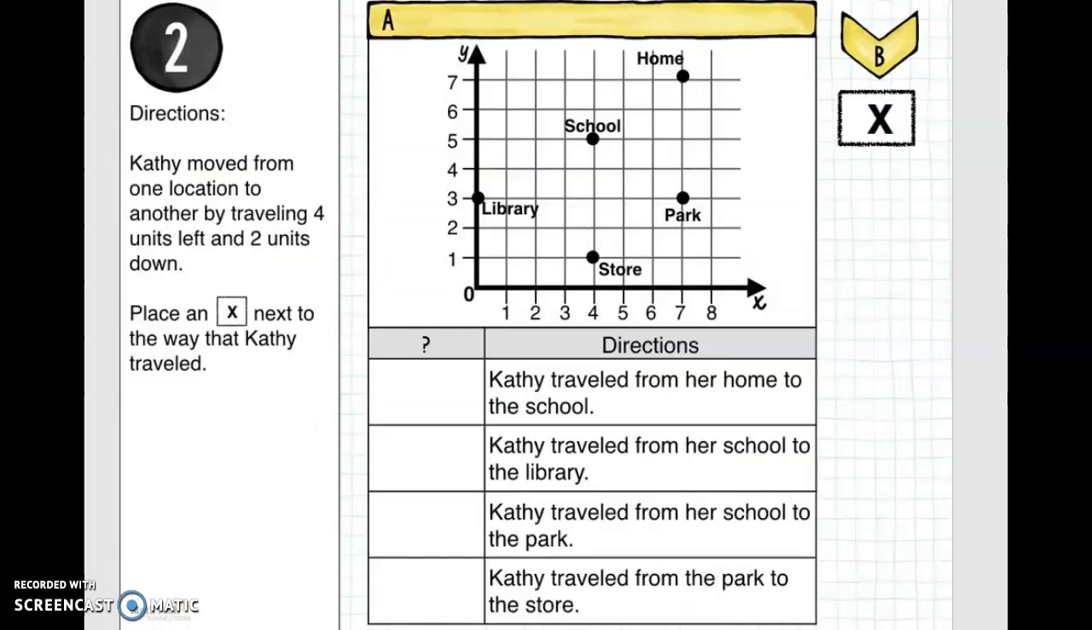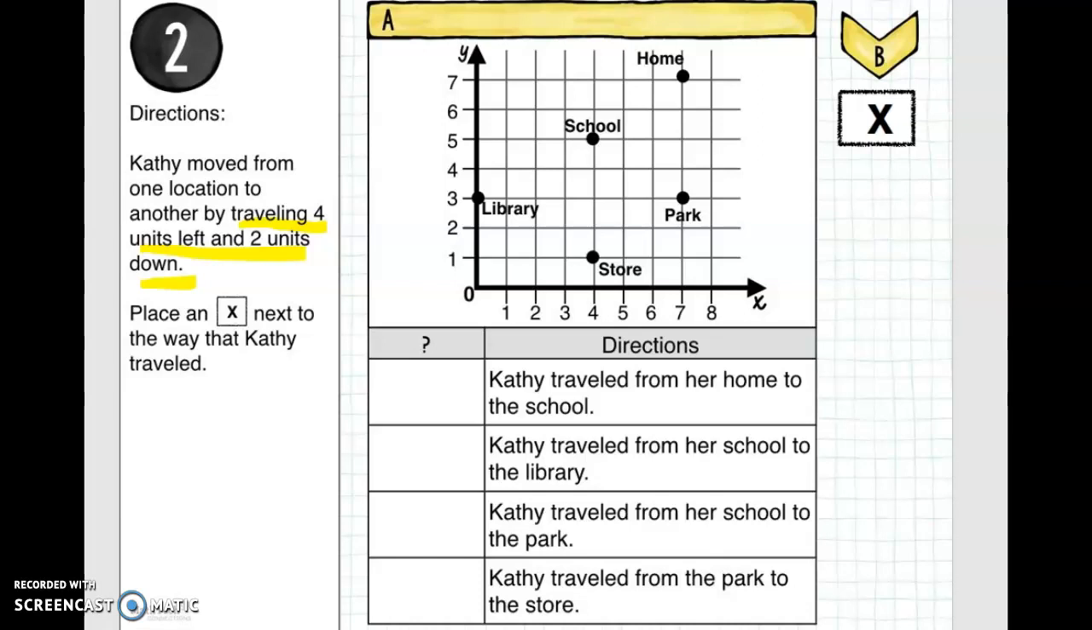Okay, so in the next one, it's telling you a direction over here on the left. It says that Kathy moved from one location to another by traveling 4 units left and 2 down. And you're supposed to look at the 4 choices here and put an X next to which one could be true for what that just said.